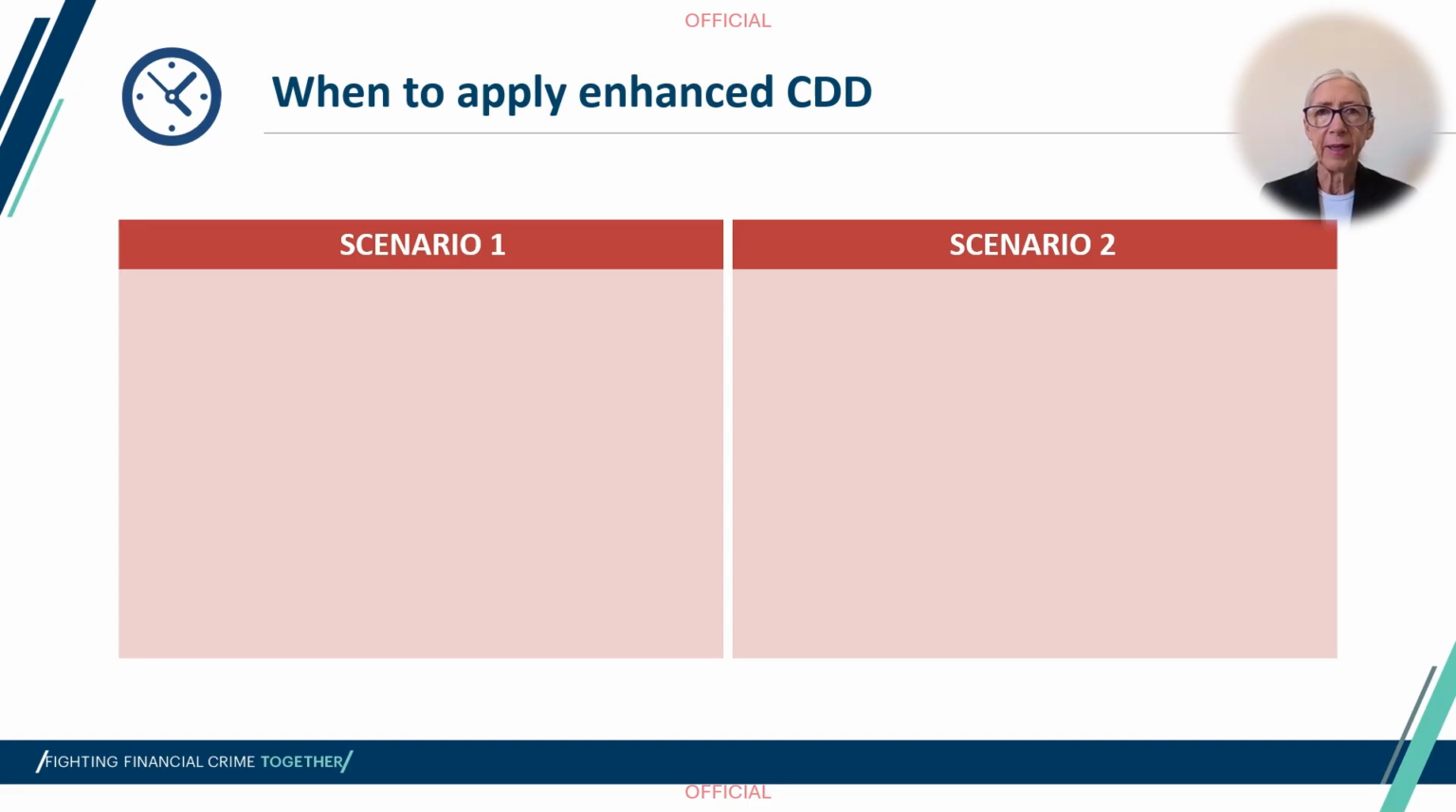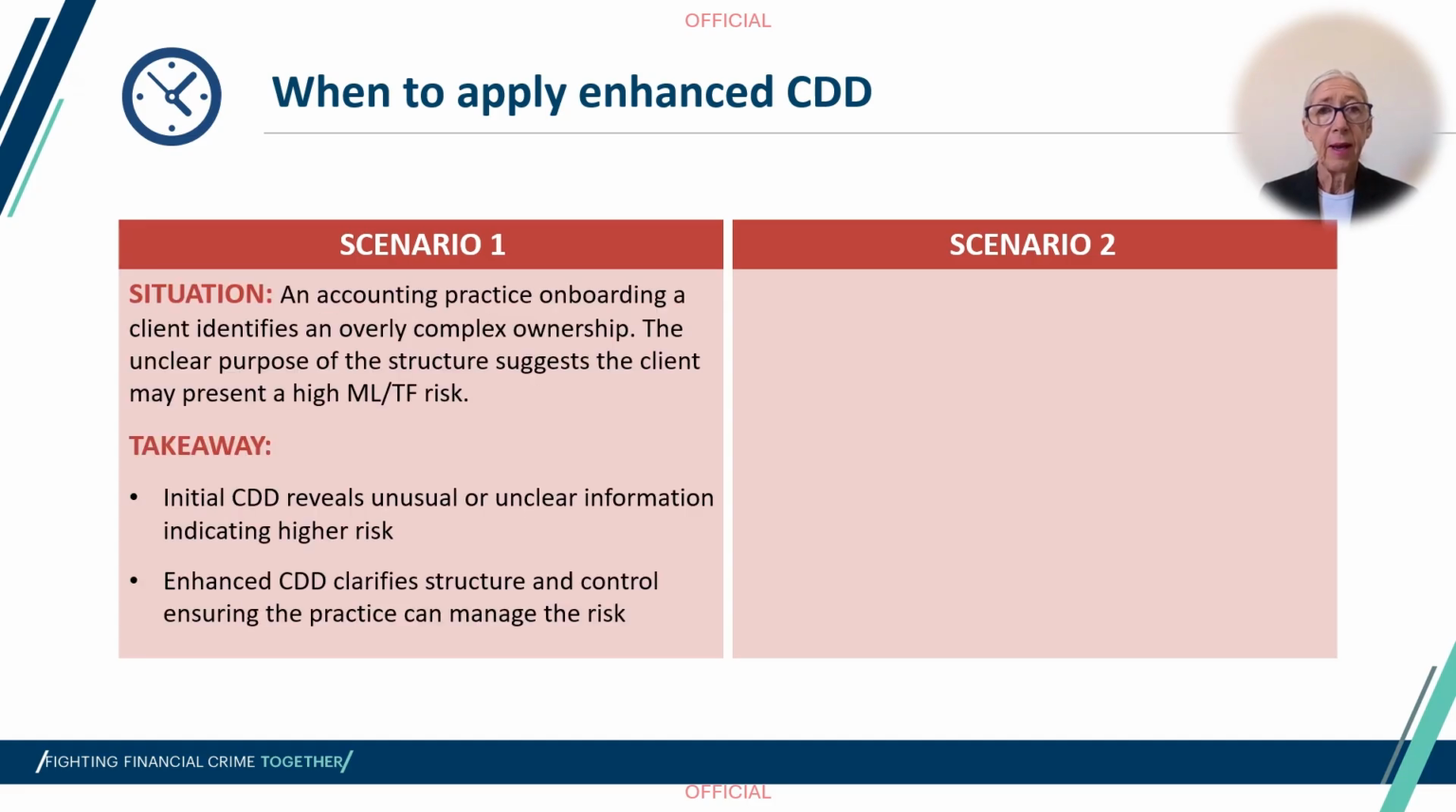Let's look at a practical example of this. An accounting practice is onboarding a new client and collects their KYC information. During this process, the practice identifies a complex ownership and control structure involving several layers of companies and trusts. The purpose of the structure is not clear from the information the client has provided, and the arrangement appears more complex than is required for the services requested. This suggests the client may be a high MLTF risk.